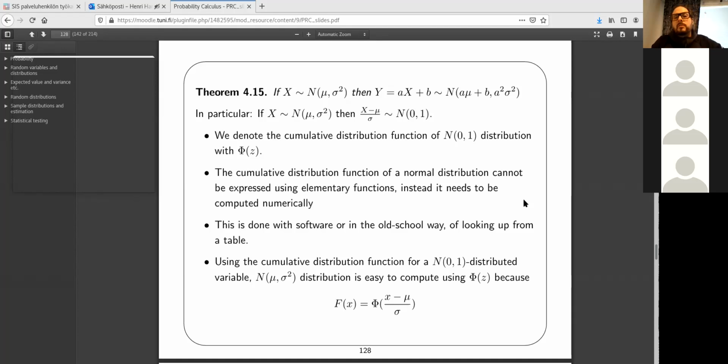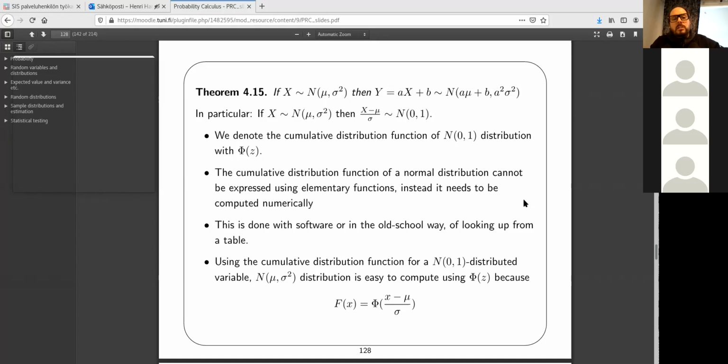The reason is that linear transformations, or actually affine transformations, in this case y equals ax plus b, if we choose this in such a way that it's actually x minus mu divided by sigma, then we get the N(0,1) distribution. Or, you know, a is 1 over sigma and b is minus mu over sigma. Then we get the N(0,1) distribution.